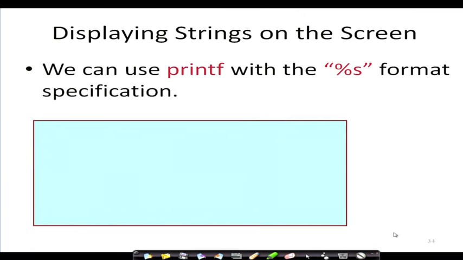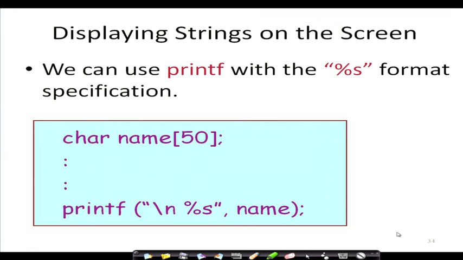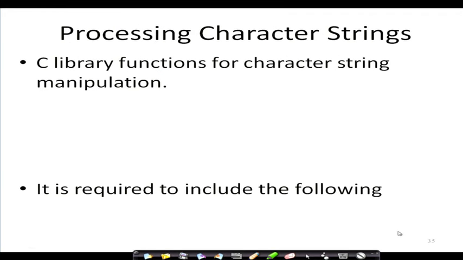Now, it is relatively simpler to display strings on the screen. We can display the string with percentage %s followed by the string name, that is simpler. Now, we come to a very important aspect, how do we process character strings? For that we have got several C library functions.